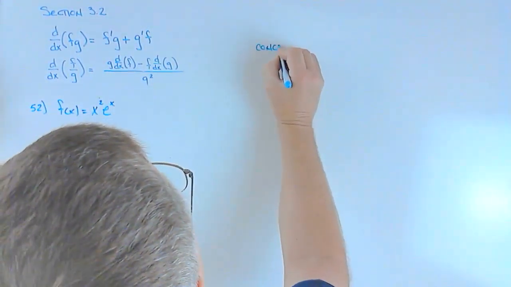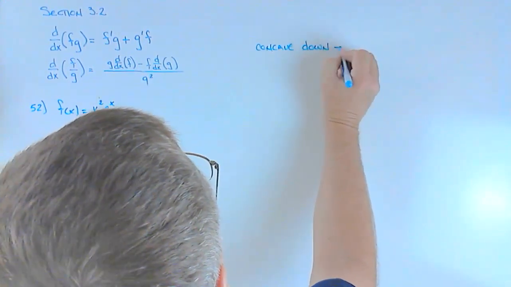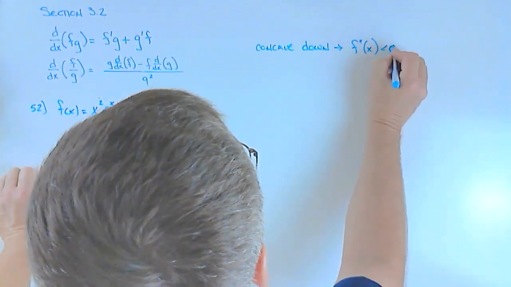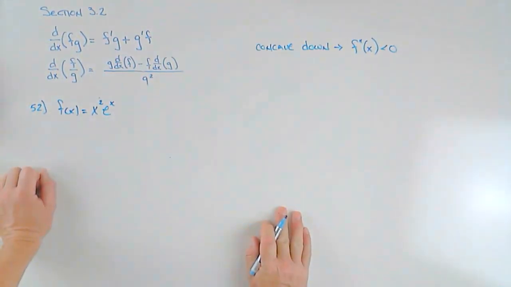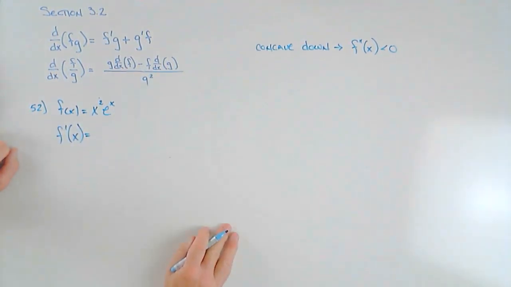Now we got it, right? We have to translate that. Concave down means f double prime of x is less than 0. When is the second derivative negative? Now the only way we can get to the second derivative is by first taking the first derivative, right? That's our initial step.